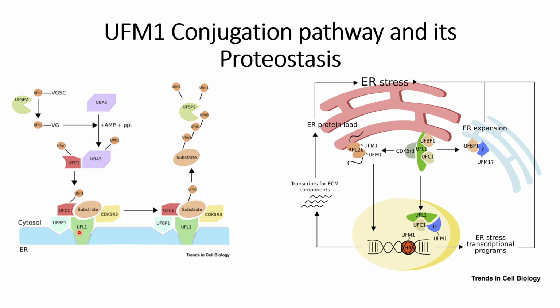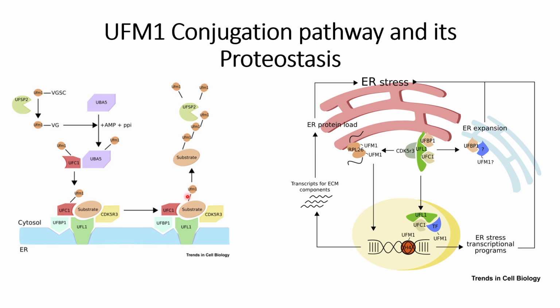When it attaches to UFL1, UFBP1 and CDK5R3 will also attach and form a complex, and this complex formation will help in stabilizing, and UFBP1 and CDK5R3 also help in taking care of this large amount of substrate.